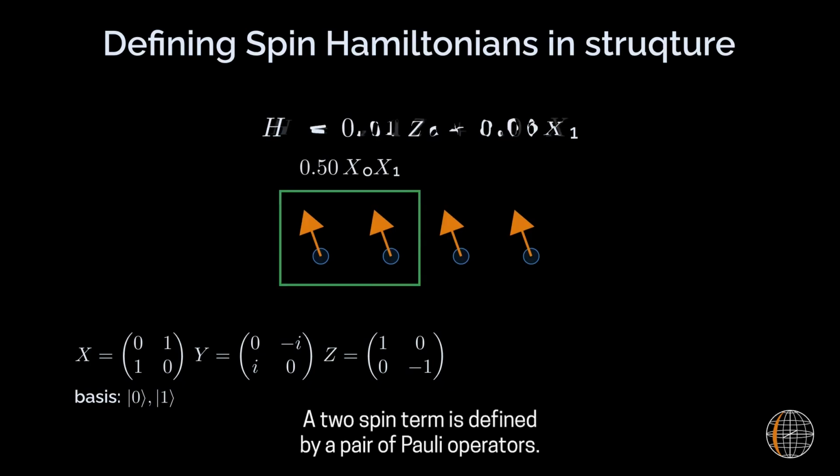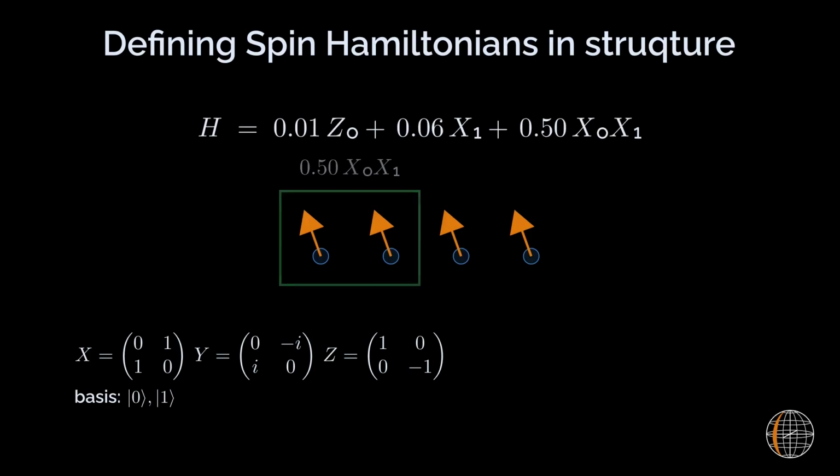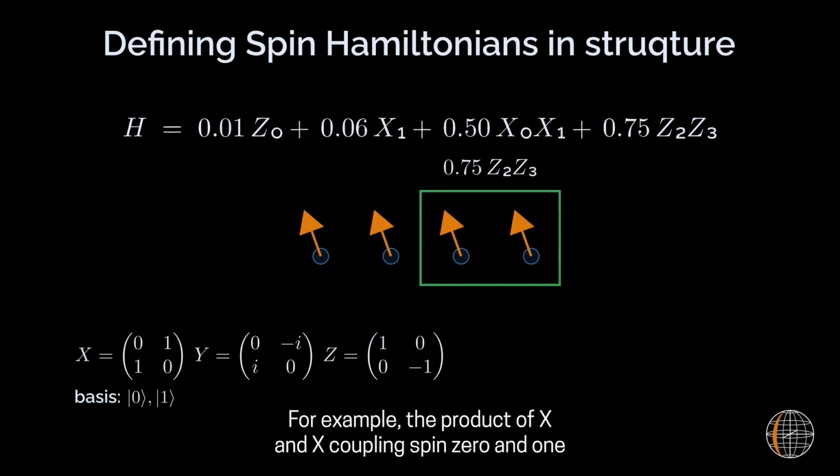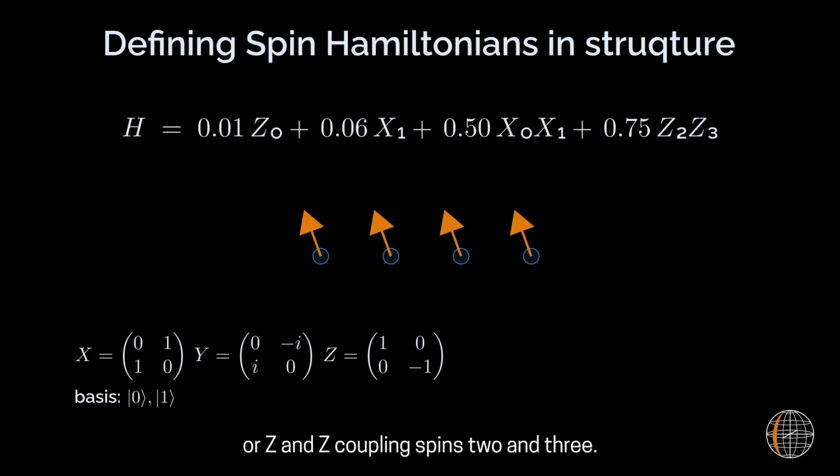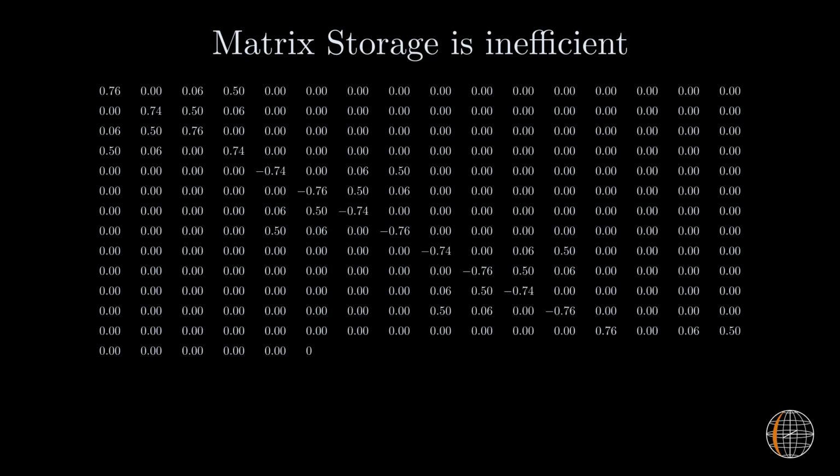A 2-spin term is defined by a pair of Pauli operators, for example a product of x and x coupling spin 0 and 1 or z and z coupling spins 2 and 3.